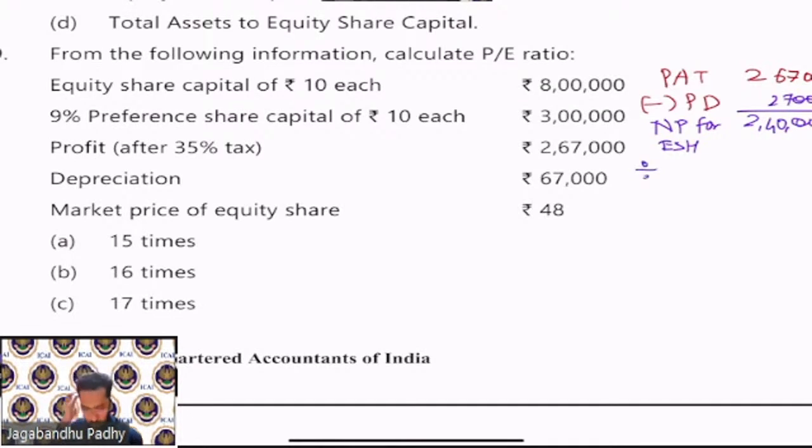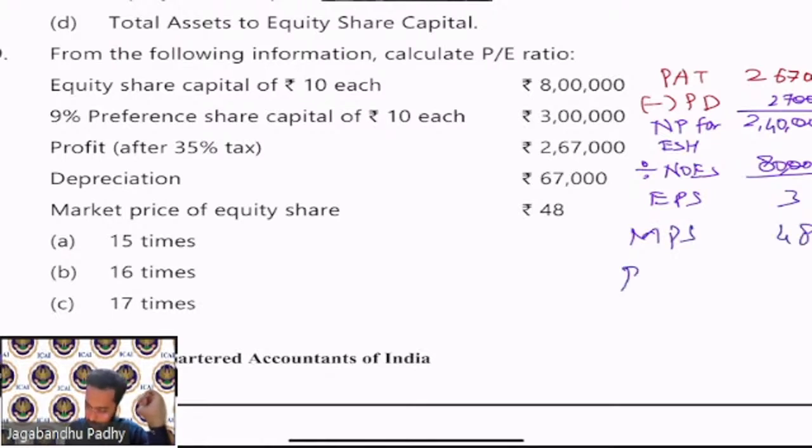And then the net profit for equity shareholders divided by the number of equity shares. So number of equity shares is 8 lakh of 10 each. 8 lakh is the amount and each share has a face value of 10. So 8 lakh divided by 10, that's 80,000. Number of equity shares is 80,000. So EPS is 3 and market price of equity share is 48. So price to earning is 48 by 3, which is 16 times. That's MCQ 9 for you.